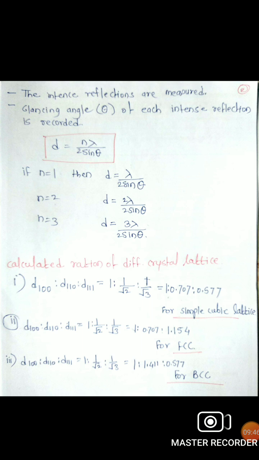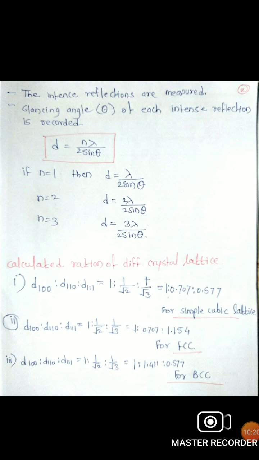d is equal to n lambda divided by 2 sin theta. When we calculate d, if n is equal to 1, then d is equal to lambda divided by 2 sin theta. When n is equal to 2, then d is equal to 2 lambda divided by 2 sin theta, and when n is equal to 3, then d is equal to 3 lambda divided by 2 sin theta. Then we see the calculated ratio for the different crystal lattices.